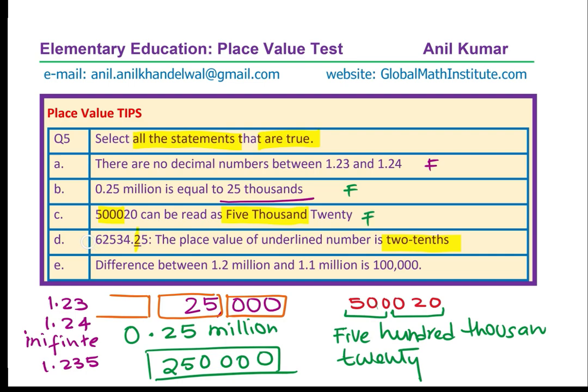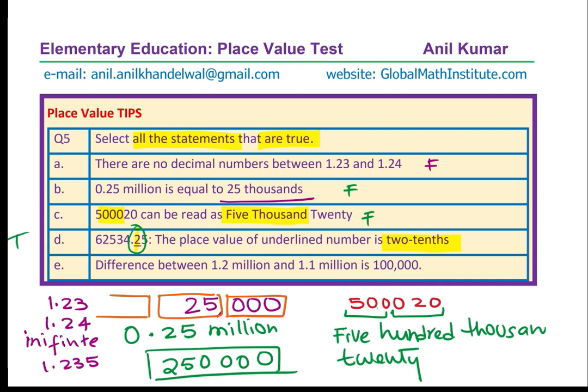D. 62534.25. The place value of underlined number is 2/10. That is correct. 2/10, right? So after decimal, we have the tenths position. This is true. The last part is difference between 1.2 million and 1.1 million is 100,000.